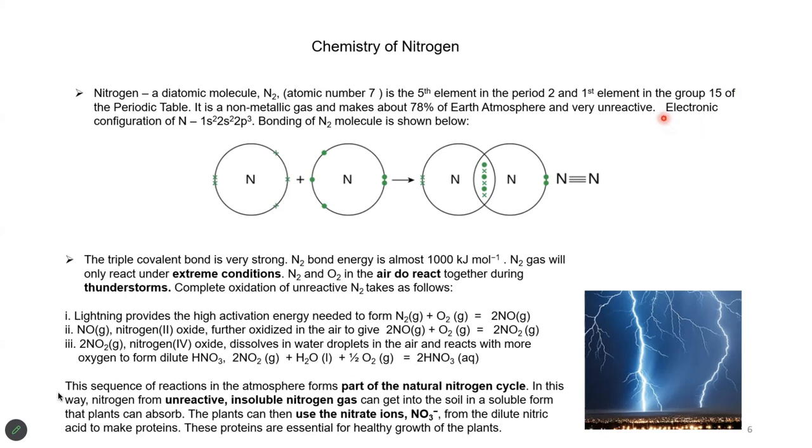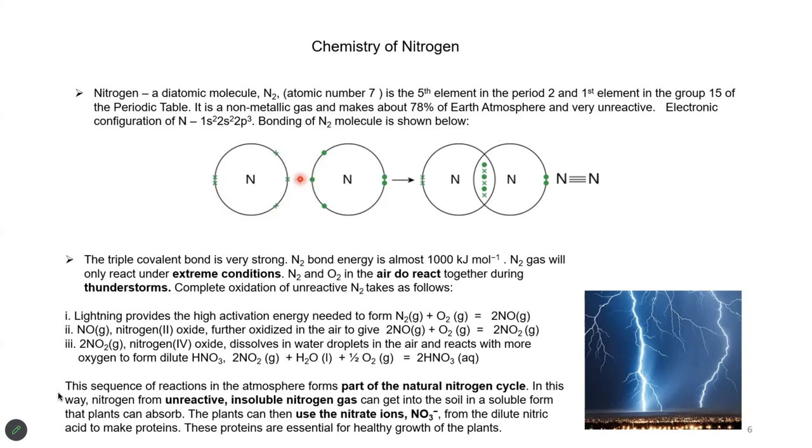So we talk about a little bit of nitrogen, and we know that this non-metallic gas is about 78% of our Earth's atmosphere, and it's very unreactive. Why is it unreactive? If we look at the electronic configuration of nitrogen, we see that the valence shell has only 5 electrons. So we can have a dot and cross diagram like this for nitrogen.